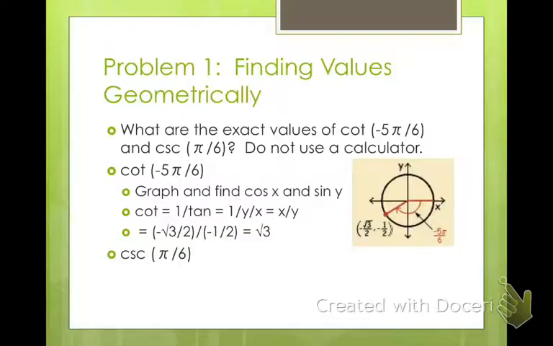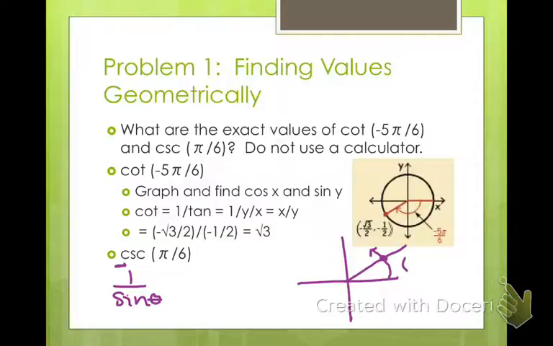Okay, for cosecant of pi over 6, remember, cosecant is 1 over which one? Well, it starts with a C, so we would think it would be cosine, but it's the opposite, so it's 1 over sine theta. So our value of pi over 6 on the unit circle, we're moving in a positive direction, and pi over 6 is this value right here, and our coordinates are square root of 3 over 2 and 1/2.